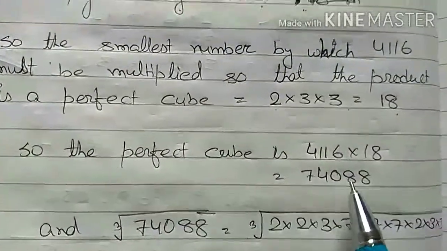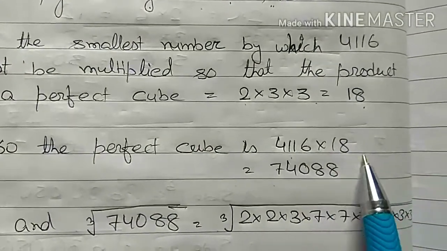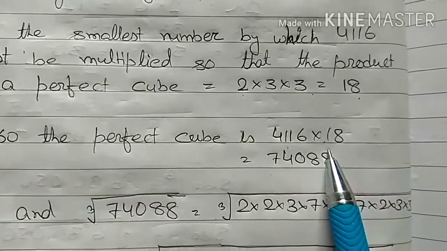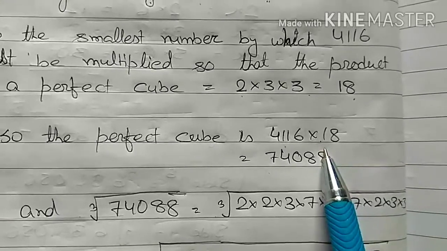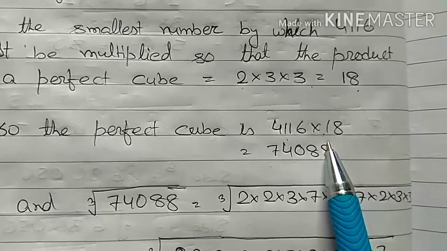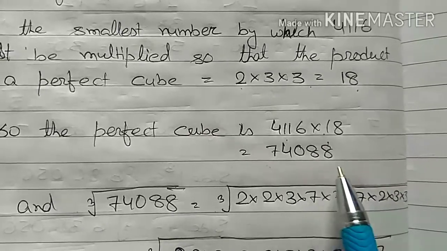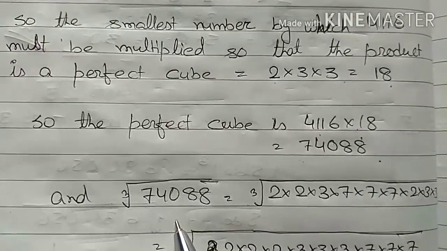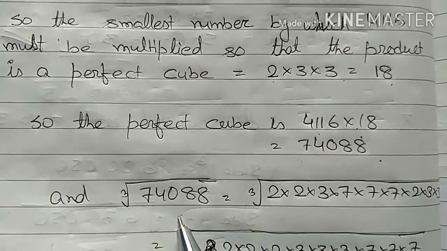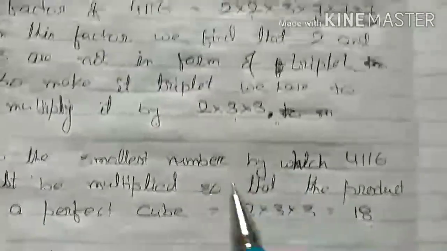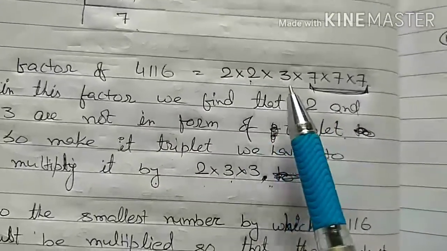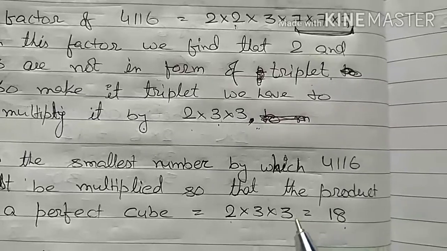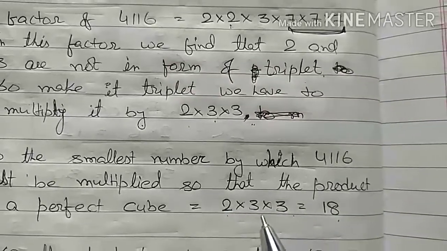So the perfect cube is this number multiplied by 18. We have written here that if you multiply it by 18, the prime factors become triplets. That's why the number becomes 74,088. So we have to find the cube root of that value. As we solved here, 2 into 2 into 3 into 7 into 7 into 7, but we have to multiply the number by 18, meaning the factors of 18 are 2 into 3 into 3.